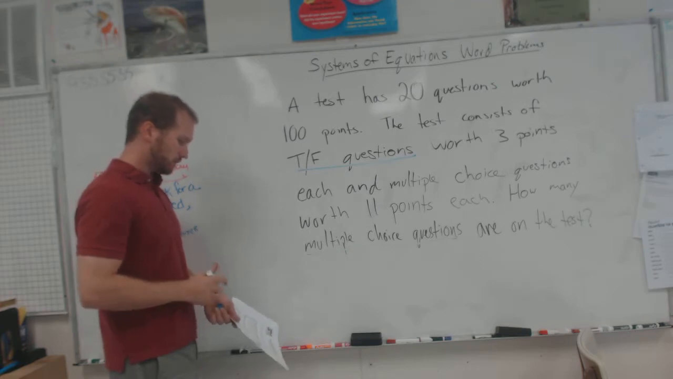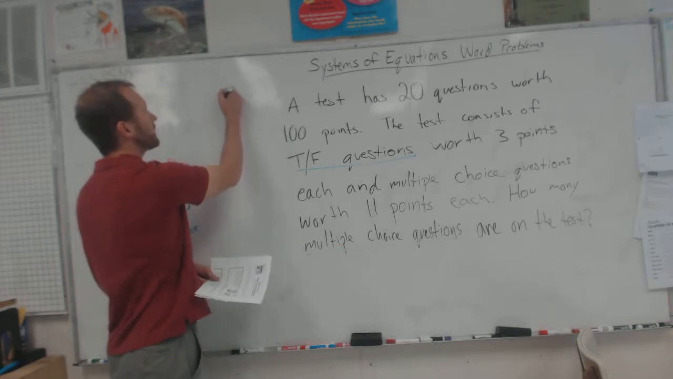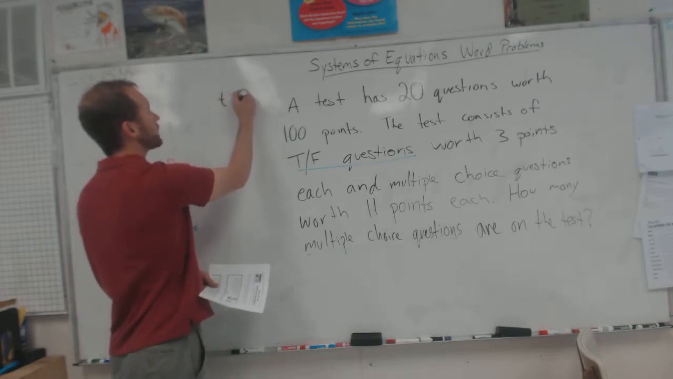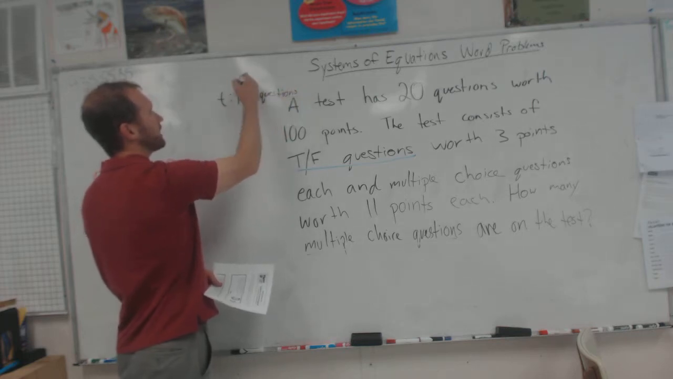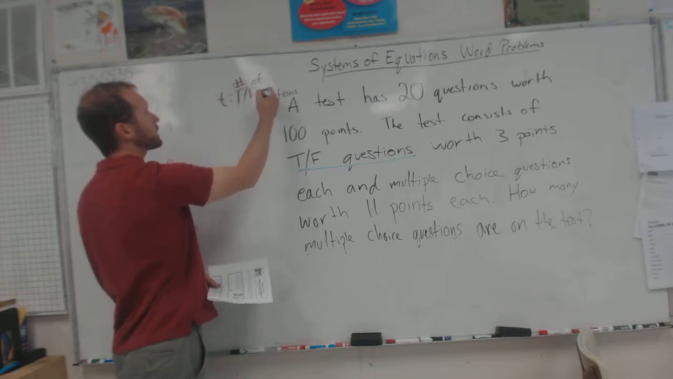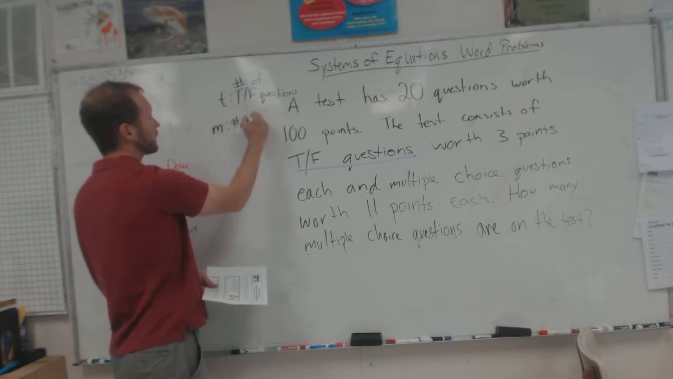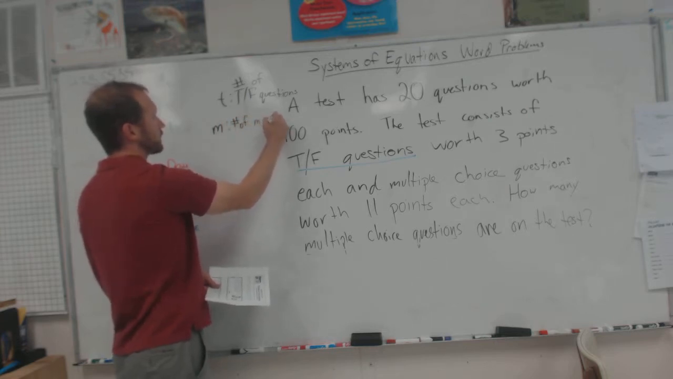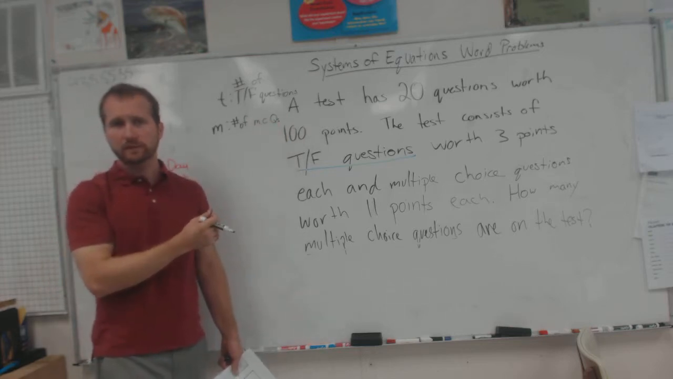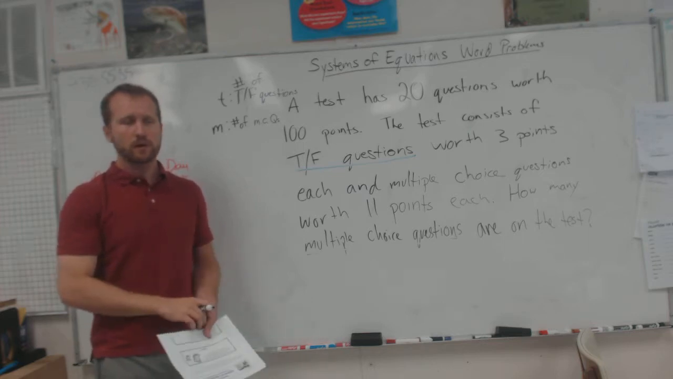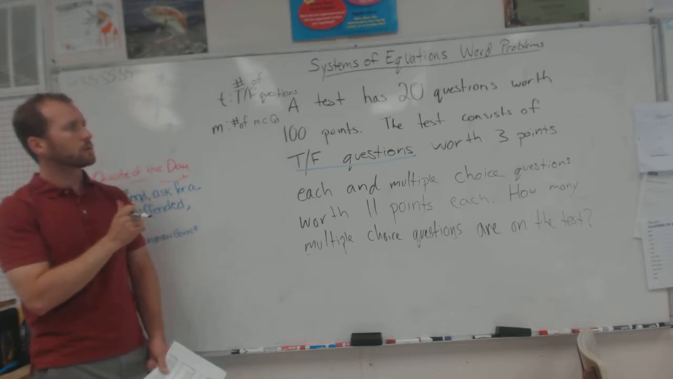Okay. So sometimes in a problem like this, it's helpful to actually write down your variables. So I'm going to use T for my true-false questions. And you could even write the number of true-false questions. And then I'm going to use M as the number of multiple choice questions. That way I know when I use those variables what they represent. So I need to write two equations because I have two variables.